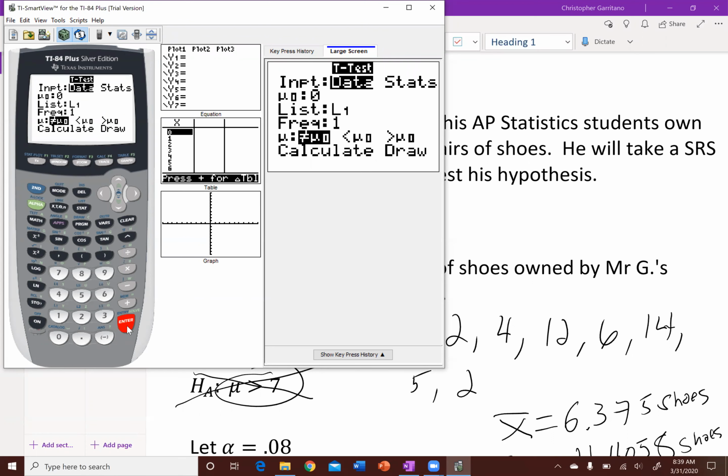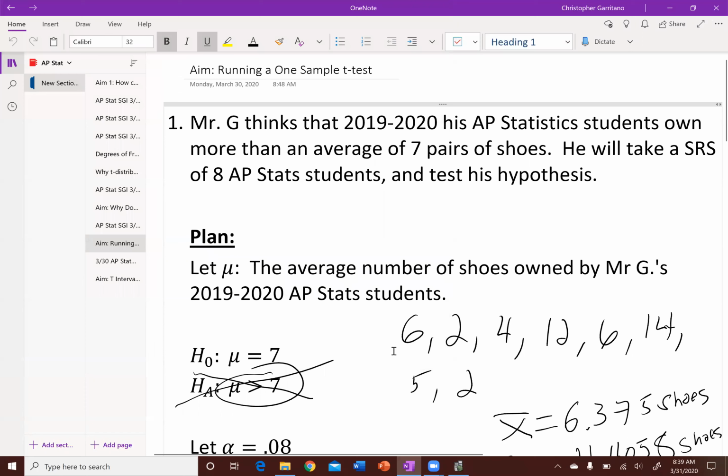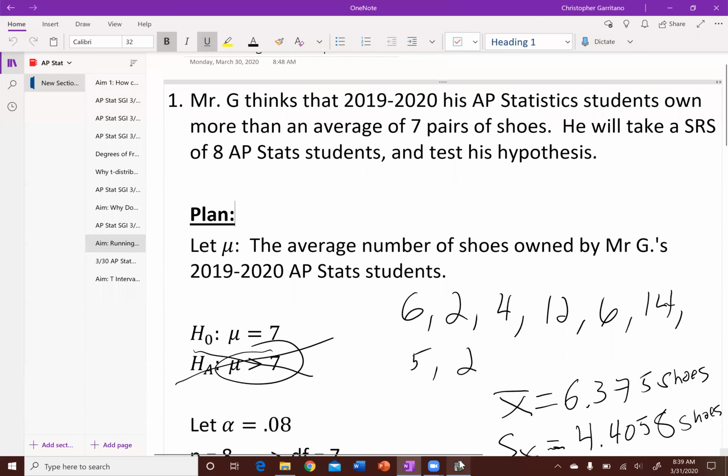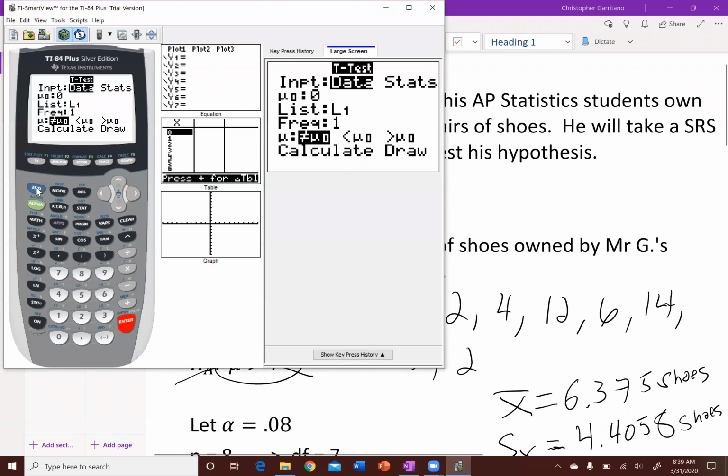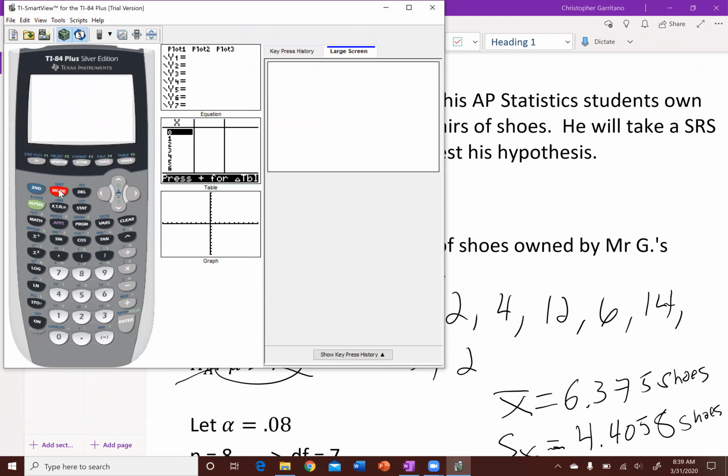So once again, there are two options. Do we have data or do we have stats? Well, in this case, we actually have the data. Remember, these numbers that I have listed here represent the number of shoes that the students in the sample owned. And so what I'm going to do first is quit out of here and enter the data into list 1.